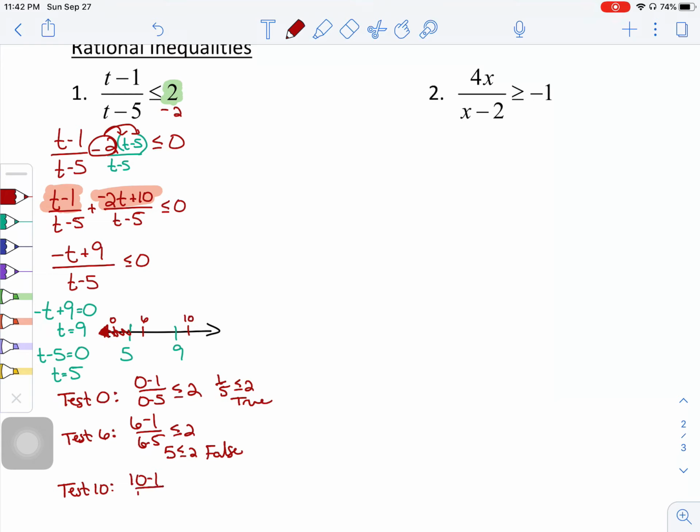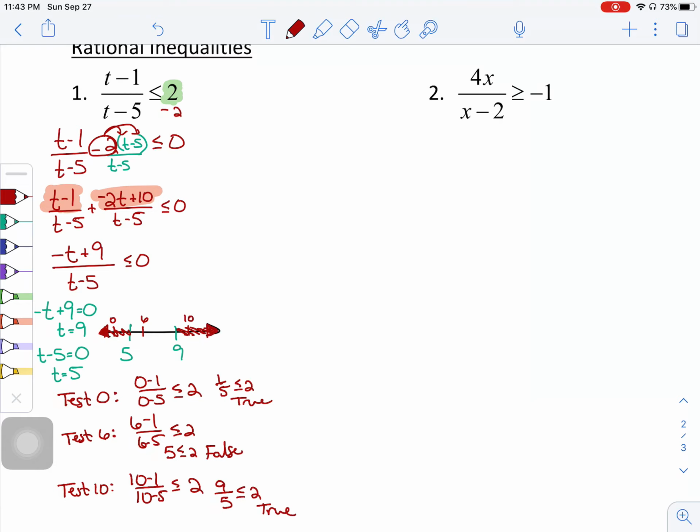So 10 minus 1 over 10 minus 5, less than or equal to 2. All right, so 10 minus 1 would be 9. Okay, 9 over 10 minus 5 is 5. So 9 divided by 5 is 1.8, just for reference. Okay, so yes, 1.8 would be less than 2. That is a true statement, which means I'm going to go ahead and shade everything greater than 9.